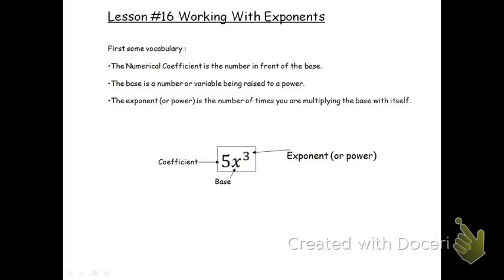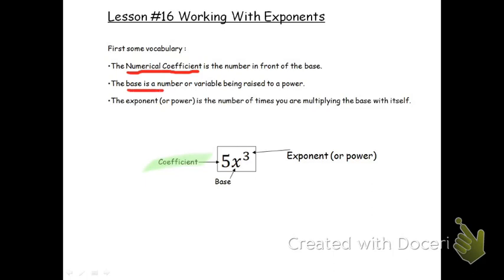EACC Math, lesson number 16, working with exponents. First of all, let's talk a little vocabulary. First thing is what's called a numerical coefficient. And a numerical coefficient, as I've highlighted here, is simply that number that's in front of the base, in front of the exponent, or excuse me, in front of the variable.